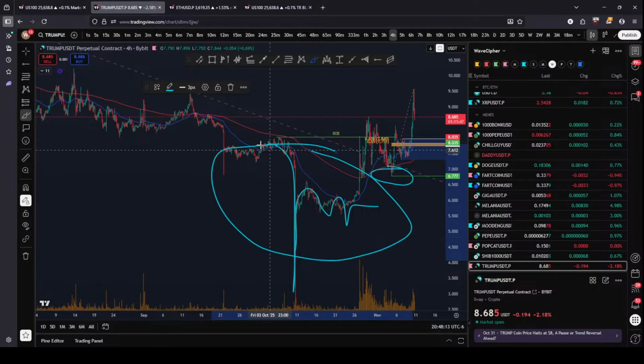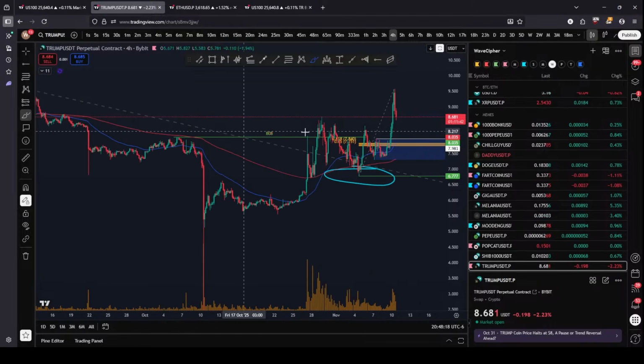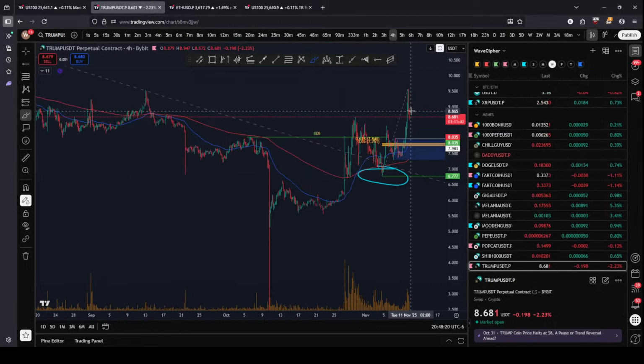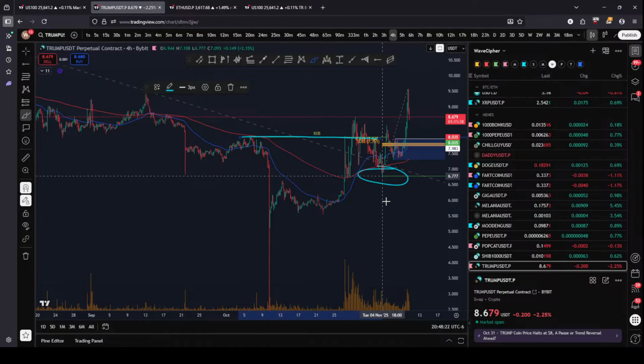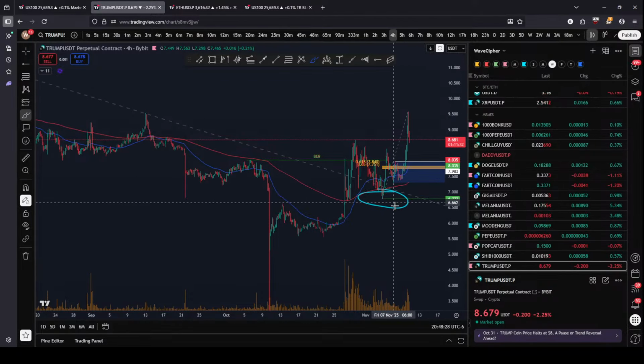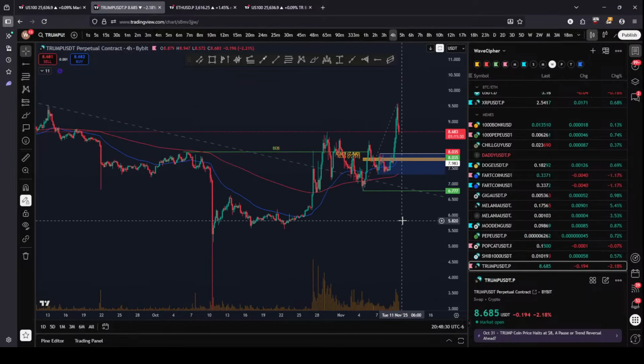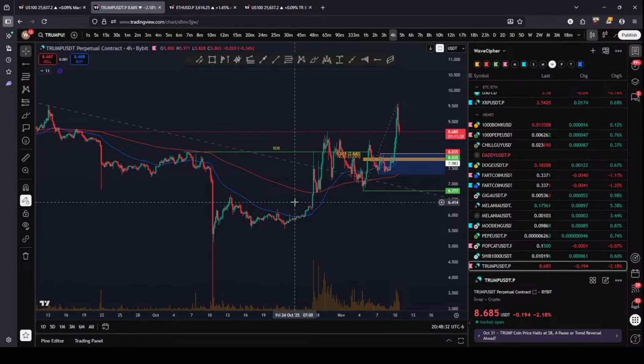If you see this ovary pattern here, stay away from it, right? Because notice the difference. Once it breaks daily structure, you pull back, you get a nice clean pump. It's a lot cleaner, because you actually have a reason to be bullish on it. If it looks like an ovary, I mean, why? But yeah, that's what I see on Trump.